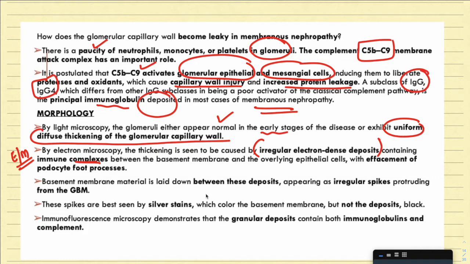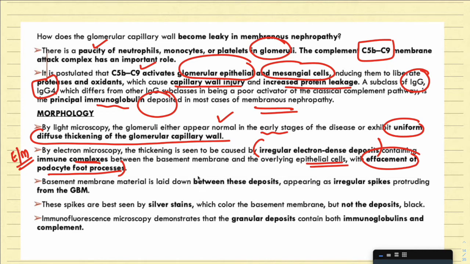These are present between the basement membrane and the overlying epithelial cells, with effacement of the podocyte foot process. So the podocyte foot process has been effaced. This term becomes very, very important. The immune complex is present between the glomerular basement membrane and the visceral epithelial cell, so it becomes a subepithelial deposit.